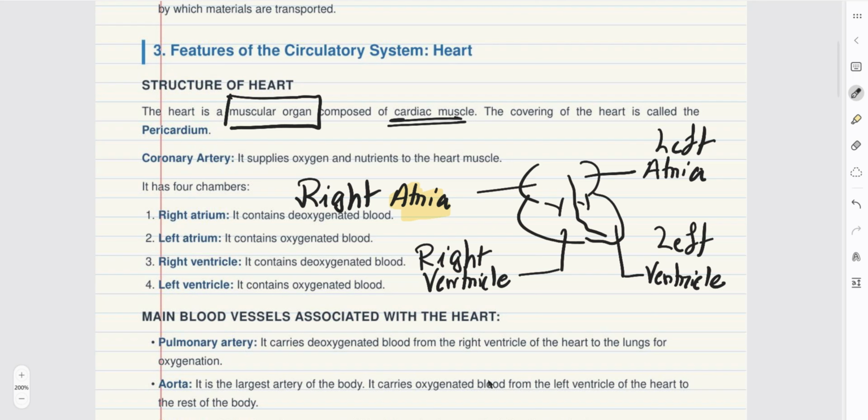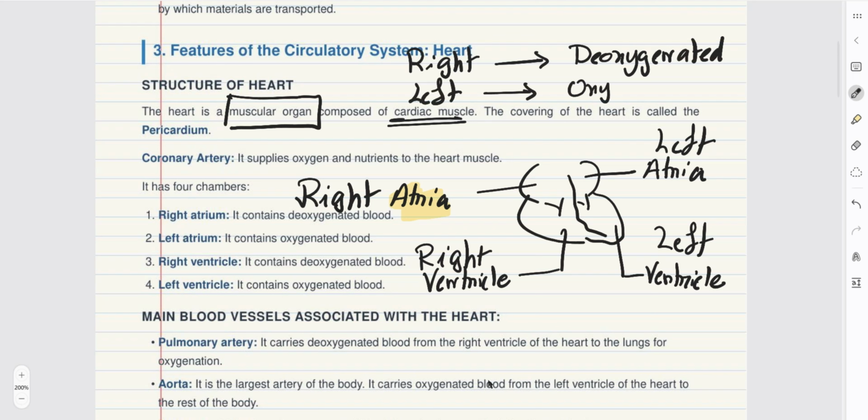Now always remember this rule: the right side of the heart carries deoxygenated blood, and the left side carries oxygenated blood. What does this mean? This is very simple. It means that the right side of your heart contains deoxygenated blood. It contains no oxygen. And the left side contains oxygenated blood, or the blood that is present over there contains oxygen.